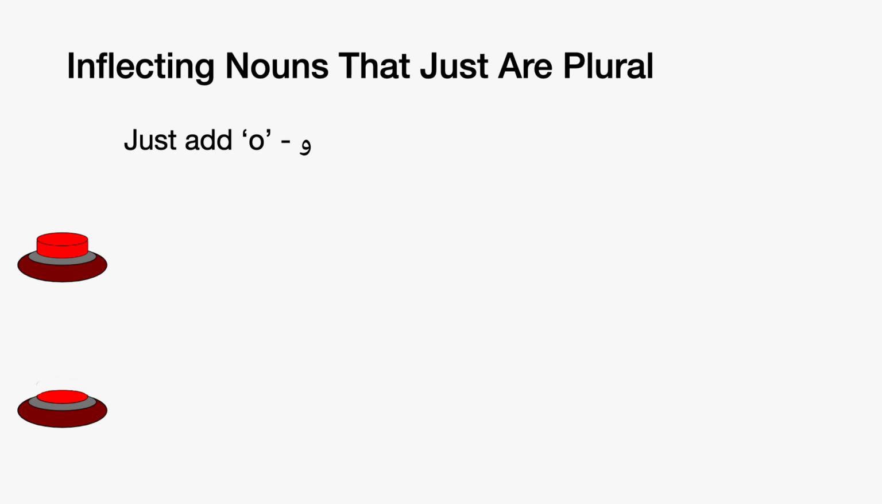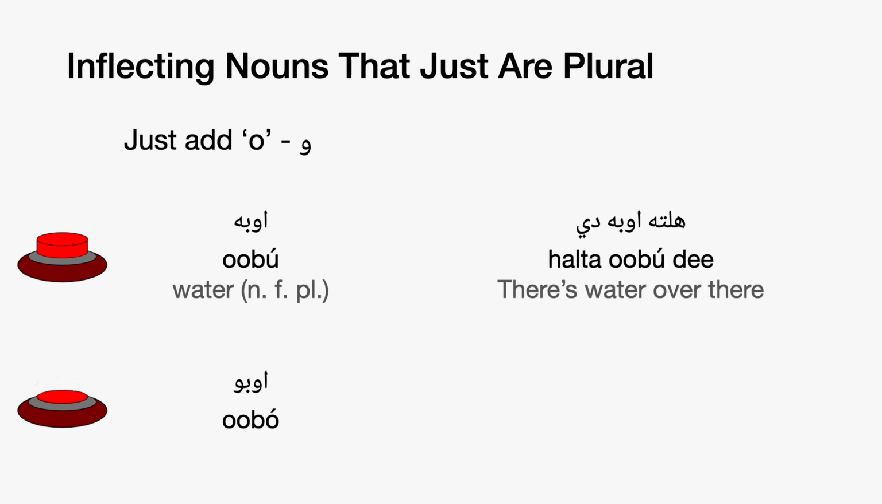But what about inflecting nouns that are just plural like that, like we talked about, like uba, water? That is a plural noun on its own. And if we have to inflect it because it's in a sandwich or because it's the subject of a past tense transitive verb, we still just add the o on the end like that, ubo. For example, alta ubadi, there is water over there. Notice it's plural, ubadi.